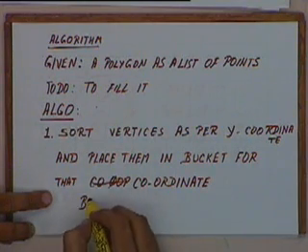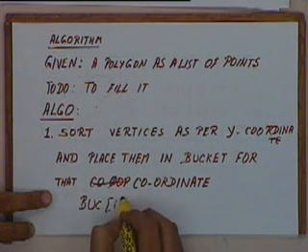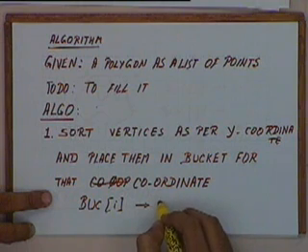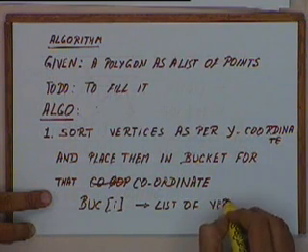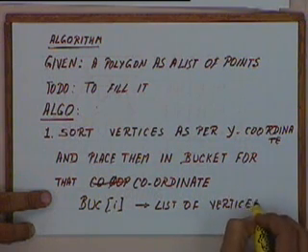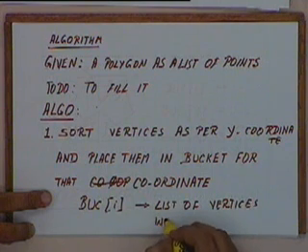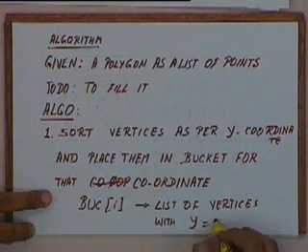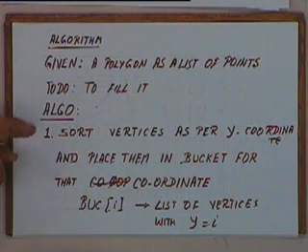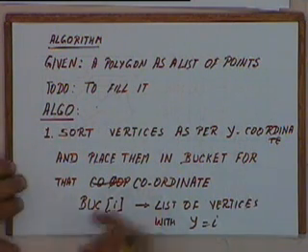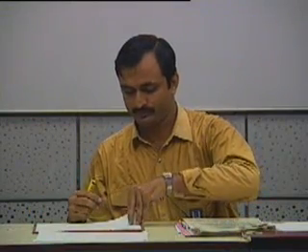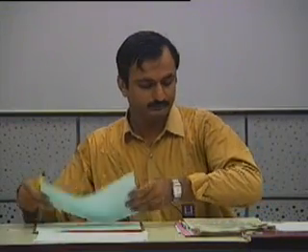So, bucket of I would have a list of vertices with y coordinate equal to I.